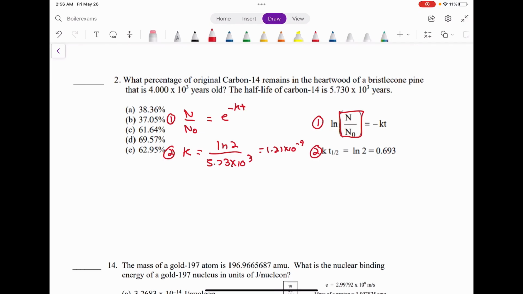And we want a percentage, so I'm going to times each side by 100. And then we have negative k, and we also know t, so I'll just write these in. We're plugging that value in, and then our t, which is 4 times 10 to the third. Okay. Put this in our calculator.